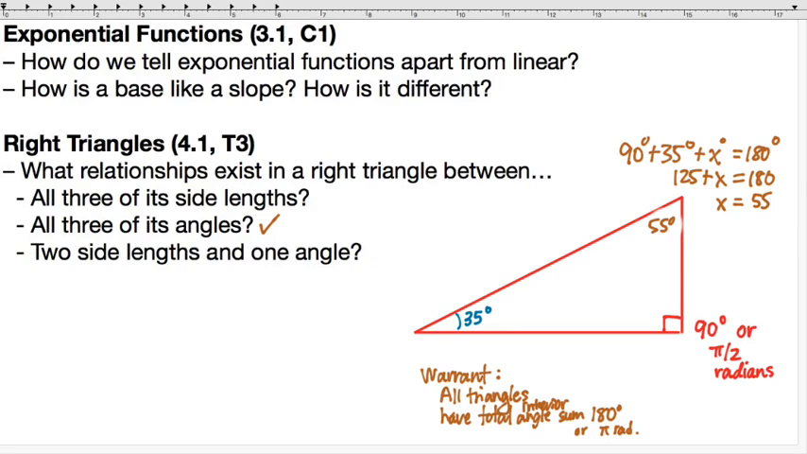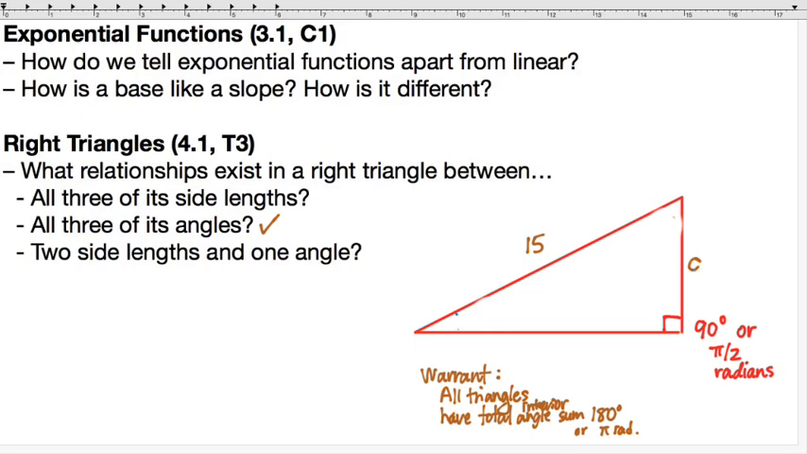I'm going to forget for the moment that we have labels on my angles. And we'll just say, suppose that I know the lengths of two of my sides. Suppose, say, that I know that this side of my triangle is 15 units long, whatever units we like. Let's just make them arbitrary for right now. And then suppose that I know that this side has a length of 9.